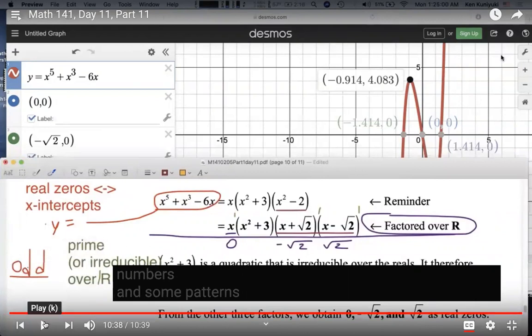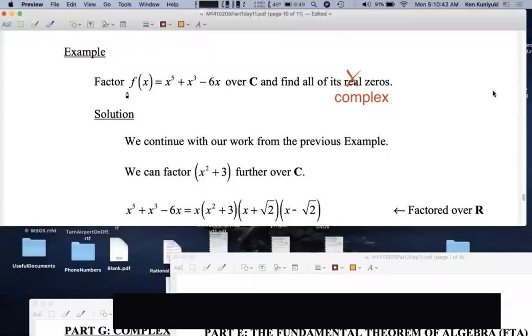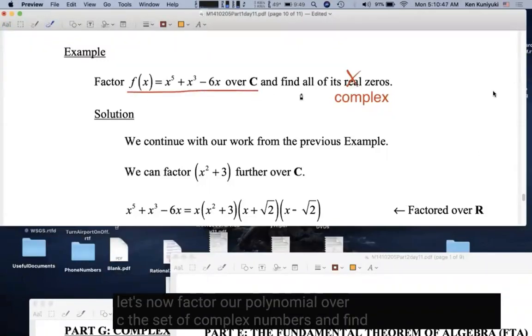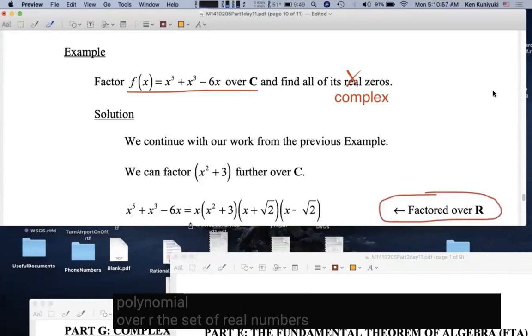If you know the factorization, it helps a lot. Hi, everyone. Let's now factor our polynomial over C, the set of complex numbers, and find all of its complex zeros. That's a typo there. So we've already factored this polynomial over R, the set of real numbers. Which of these factors can now break down over C?